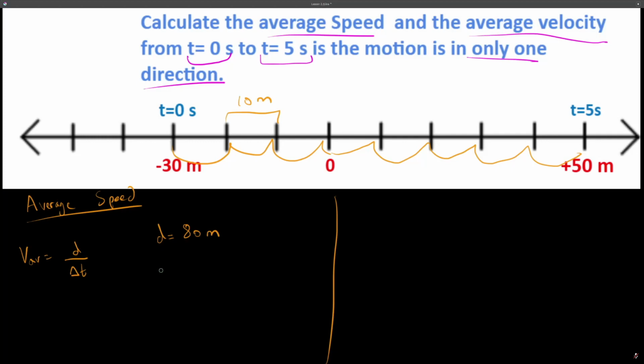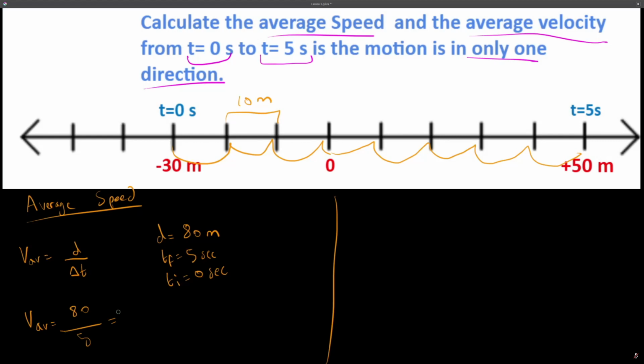Now the delta t is equal to the change in time, so t final minus t initial. So t final is equal to 5 seconds, and t initial is equal to 0 seconds. Now, of course, it's 80 meters. We don't care about the direction at all. So we just add the total distance without caring for any direction. So we just substitute into the formula: 80 over t final minus t initial, so that's 5 minus 0. So it's 5.